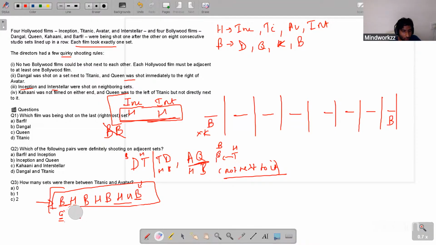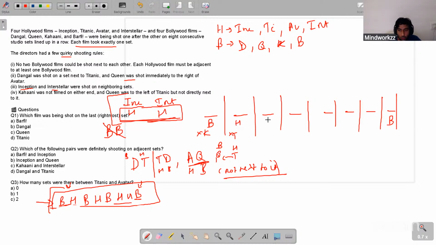So Titanic cannot be close to the edge, especially on the left side. It can be maybe to the right side, but especially not to the left side. So you know by this also that you cannot have Titanic here. Okay, this is not possible. Just something you should take note of. This cannot be Titanic. And this of course has to be Hollywood.